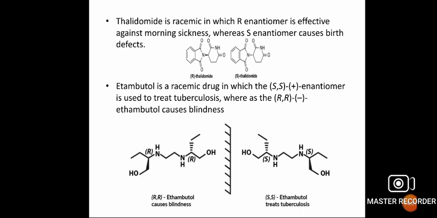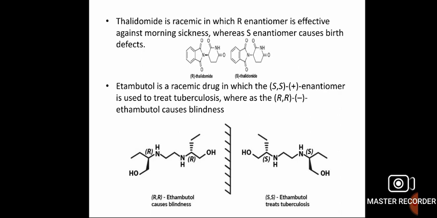Thalidomide is a racemic drug in which the R enantiomer is effective against morning sickness, that is one type of disorder, whereas the S enantiomer is known to cause birth defects, that is, causing disorders. These are the S and R annotations of the thalidomide drug.